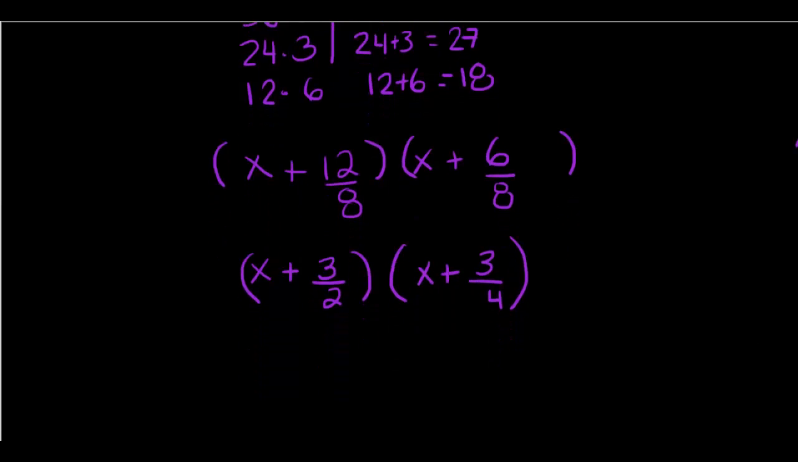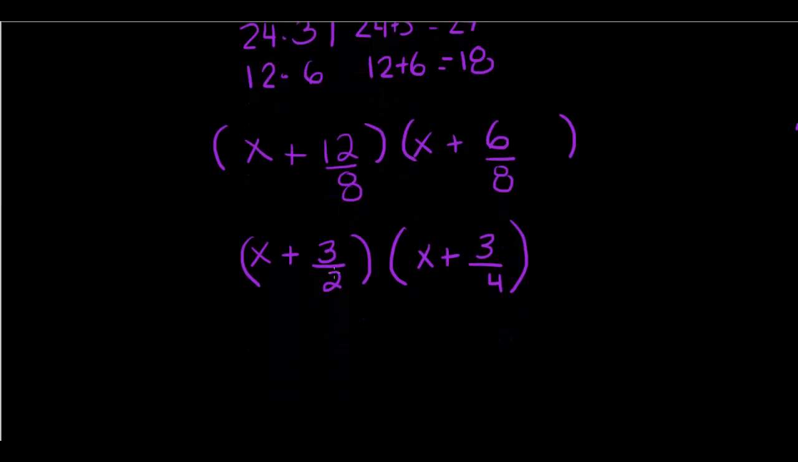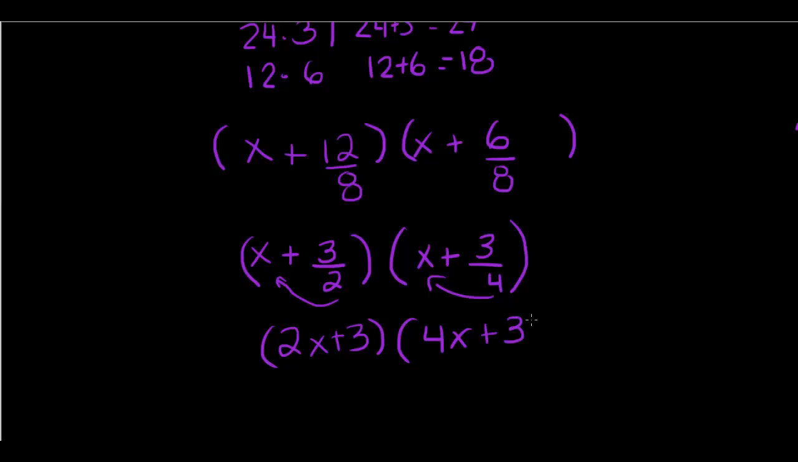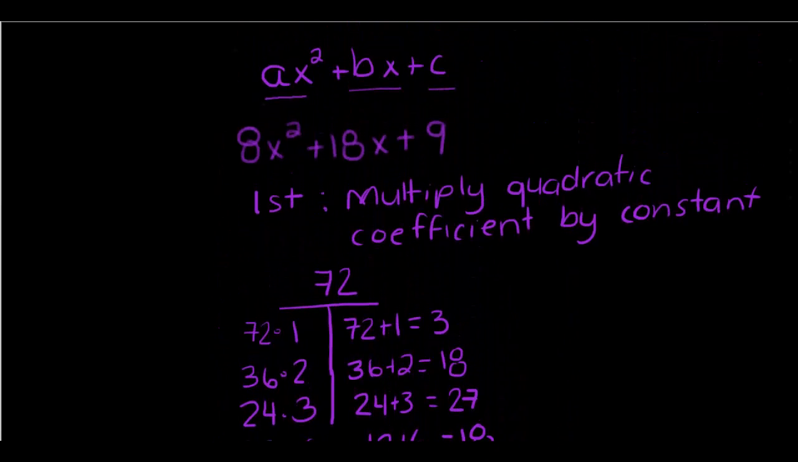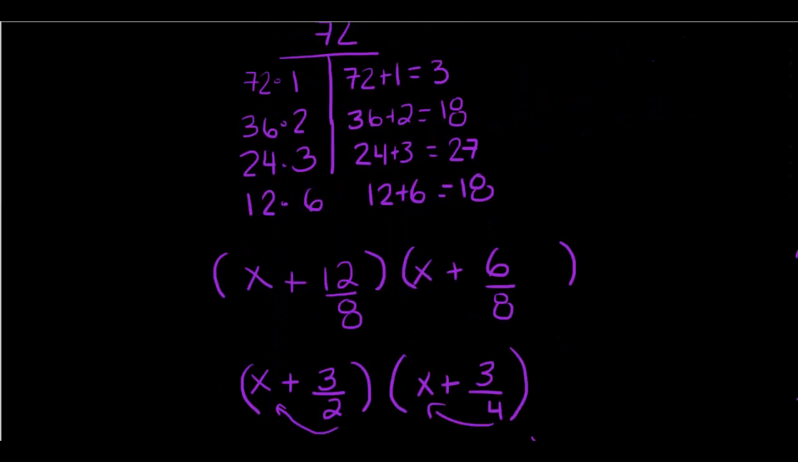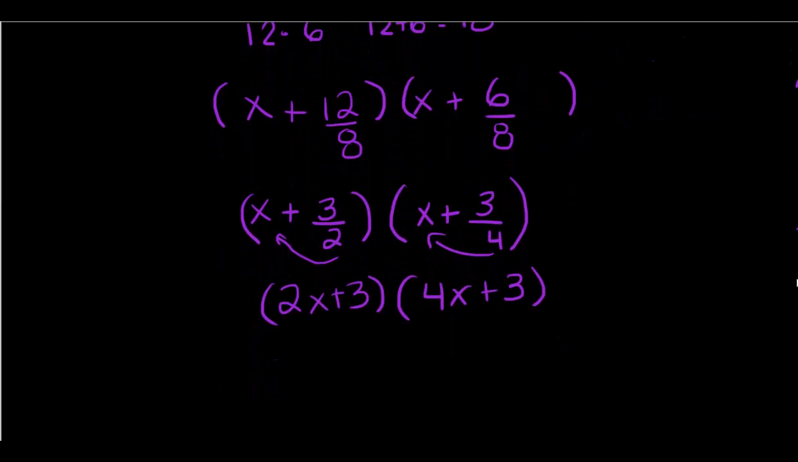And I still have fractions, so what I'm going to do, and this is the last step, is use bottoms up. I'm going to move the bottoms up. So I will have 2x plus 3 times 4x plus 3. And boom, I'm done. You can always verify your answer. You can just use FOIL and you should be able to get the original trinomial, which is 8x squared plus 18x plus 9. If you do not get the original trinomial, then something's wrong, and you need to go back and check your answer.